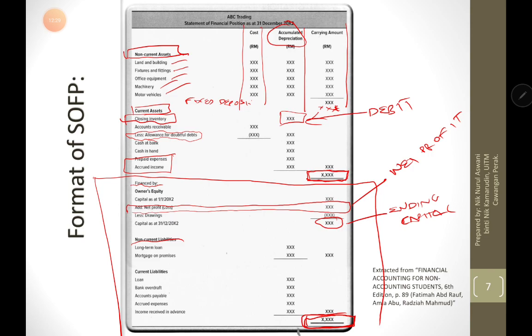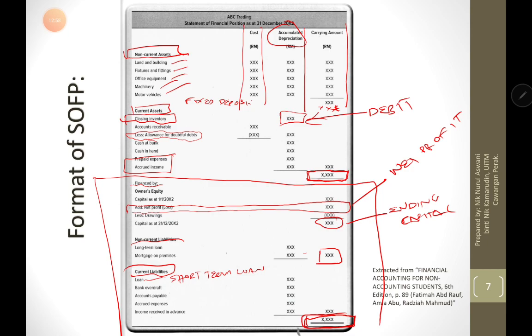Non-current liabilities biasanya long term loan, mortgage loan ataupun leasing, and then hire purchase. Okay, yang ni non-current liability that to be repaid more than 1 year. Okay, current liabilities. Okay, kita ada this one is short term loan, and then bank overdraft. Yang ni pun bila bank kita negatif, yang tu dipanggil bank overdraft.